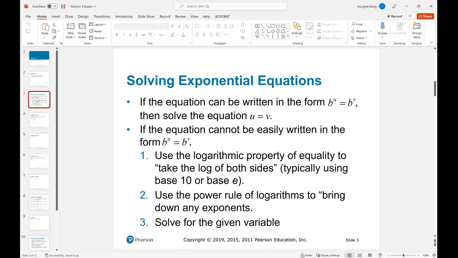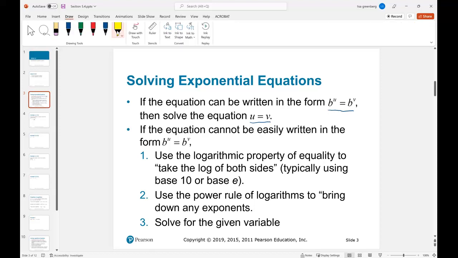Just as a review, we already learned most of this stuff. If the equation can be written in the form b to the u equals b to the v, then we know that u has to equal v. If it cannot be easily written in that form, then we use the new part: the logarithmic property of equality to take the log of both sides.